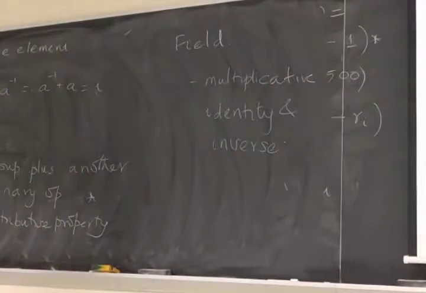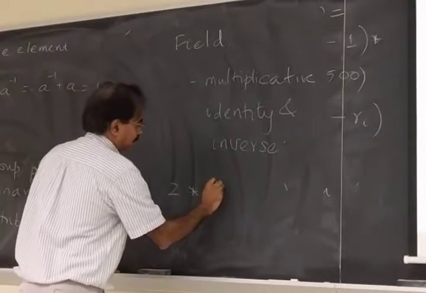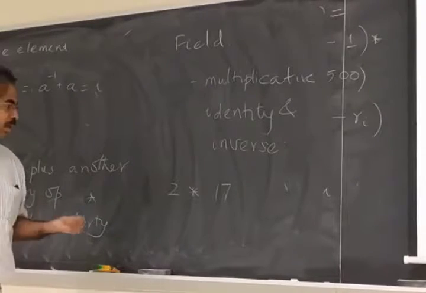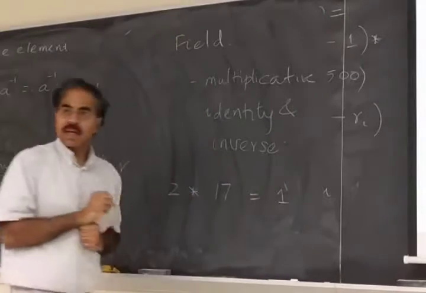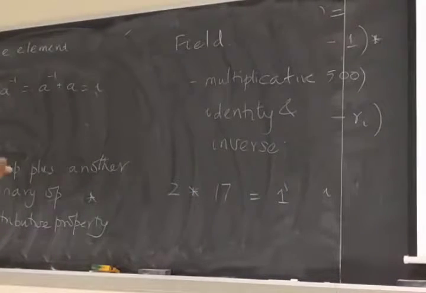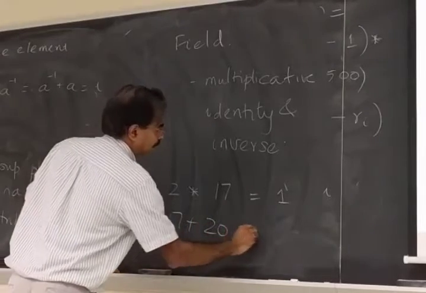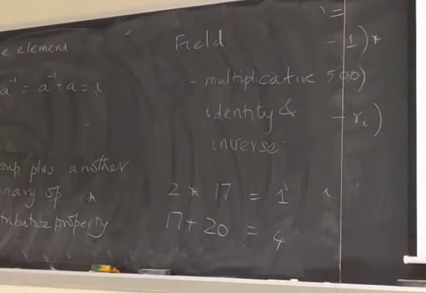So that means if you take the product of 2 times 17, right? You're going to do modulo arithmetic, which means that it's going to give you value 1, right? Because 2 times 17 is 34, 34 modulo 33 is 1, right? Similarly, 17 plus 20 equals 4, right? Because 37 modulo 33 is 4, right?